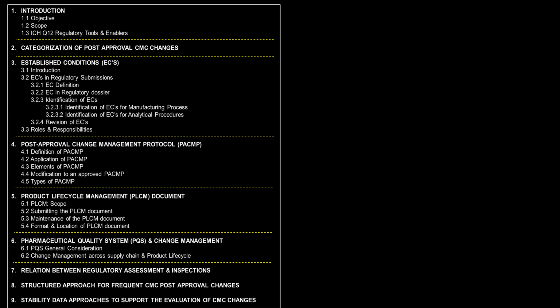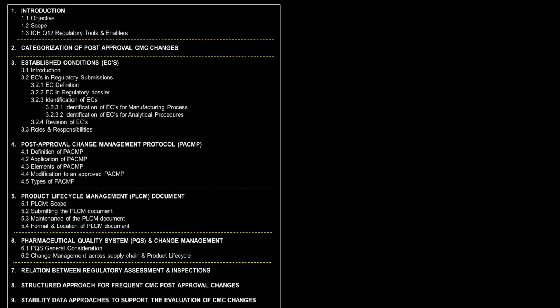Third is the established conditions. So we'll see what are established conditions, what are its impact onto the regulations. Fourth is the post-approval change management protocol, which is usually referred to as PACMP. Fifth will be the product lifecycle management document, which is PLCM. Sixth is the pharmaceutical quality system and change management.